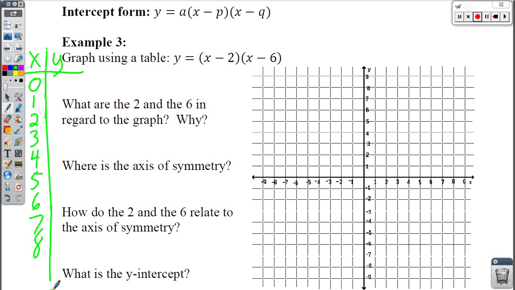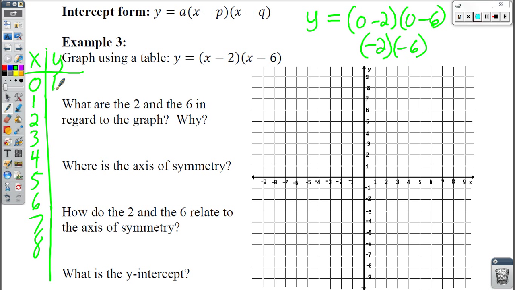All right, so if we plug in 0 then, we're going to get y equals 0 minus 2 times 0 minus 6. Well, that's negative 2 times negative 6, which is positive 12. If we plug in 1, we get 1 minus 2 in the first set of parentheses, 1 minus 6 in the second set of parentheses. 1 minus 2 is negative 1, and 1 minus 6 is negative 5. Negative 1 times negative 5 is positive 5.